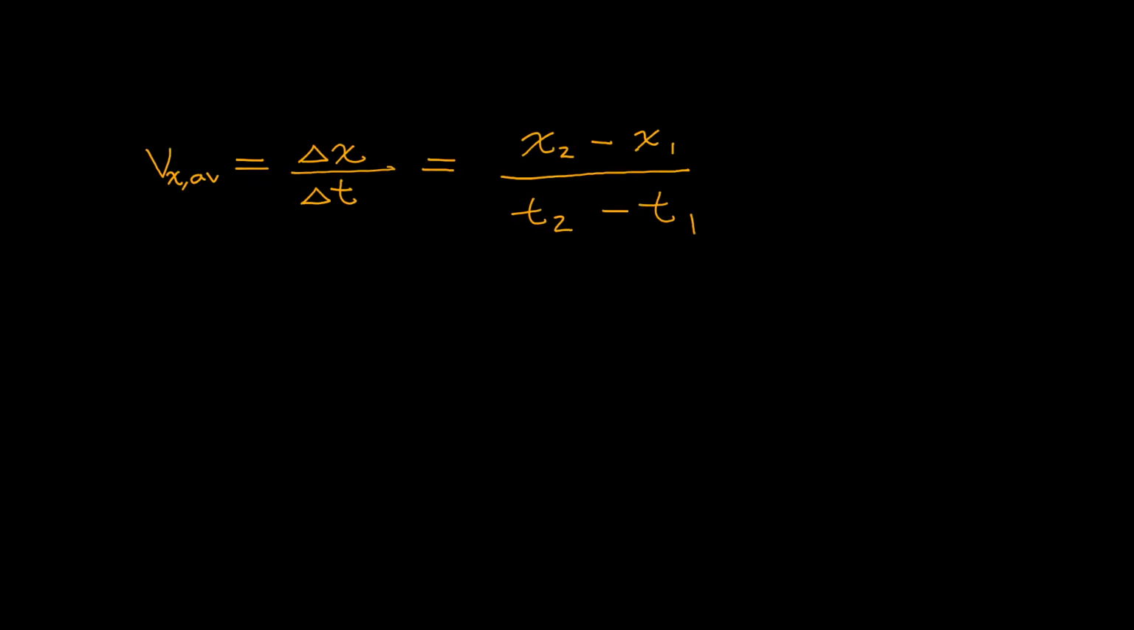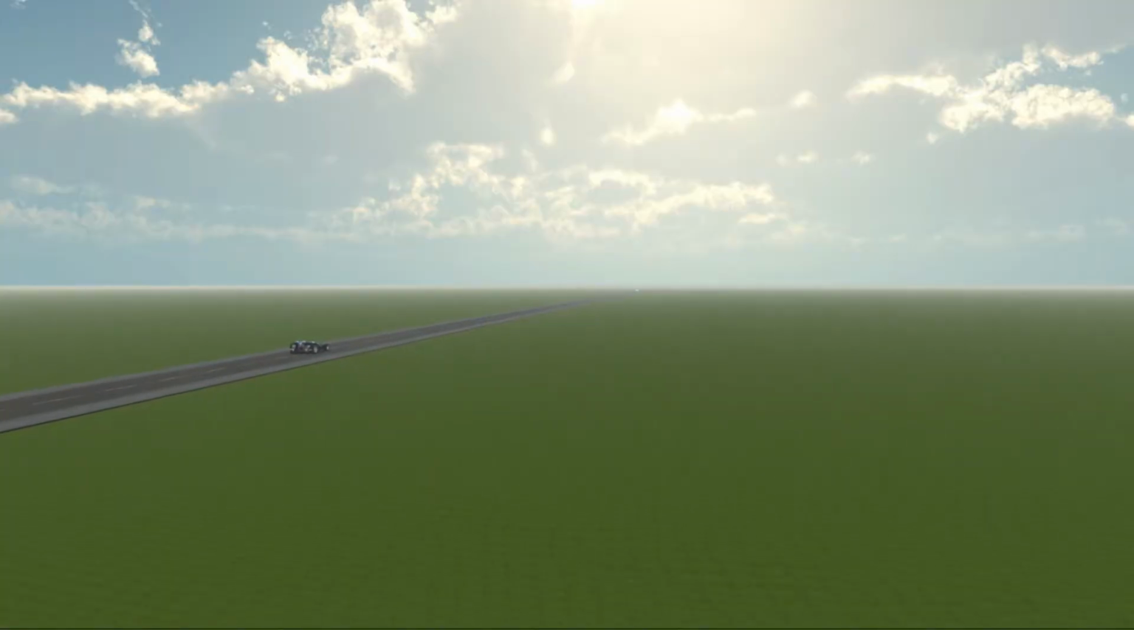In the last video, we learned this equation. So your velocity in the x direction is the amount that your position changes by, divided by the amount of time that that takes. We're going to do an example problem of two cars driving towards each other. We want to know at what point are they going to crash.